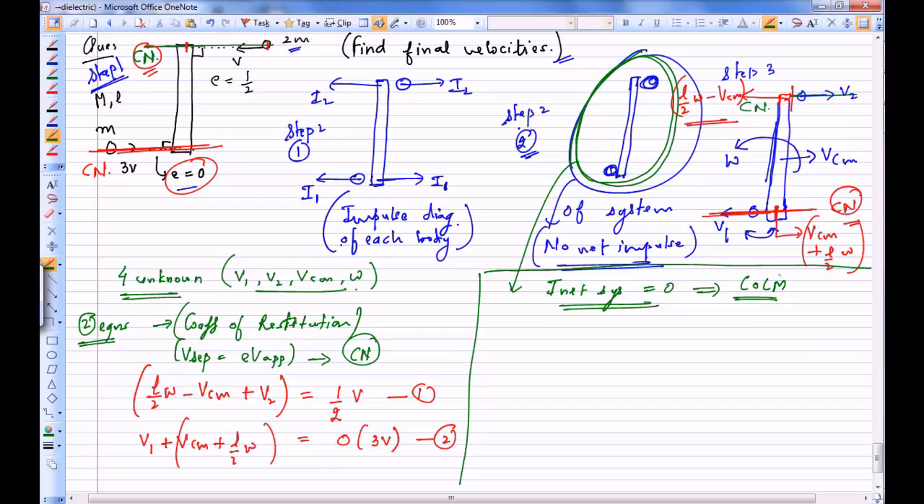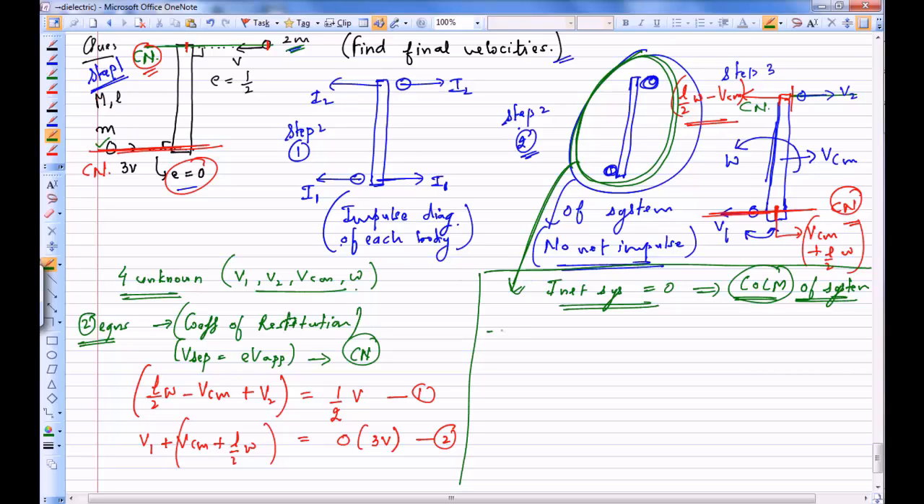But remember, we can apply conservation of linear momentum of the system. I cannot say the linear momentum of this M is conserved. No, it's not conserved. Impulse I1 is acting on this particular M. Of 2M, it's still not conserved. Impulse I2 is acting on this 2M. Of the rod, no, linear momentum of the rod is also not conserved because a net impulse of I1 minus I2 is acting on the rod. I can apply conservation of linear momentum of the system.